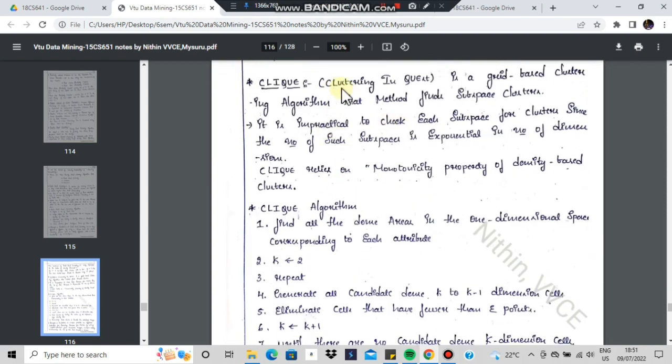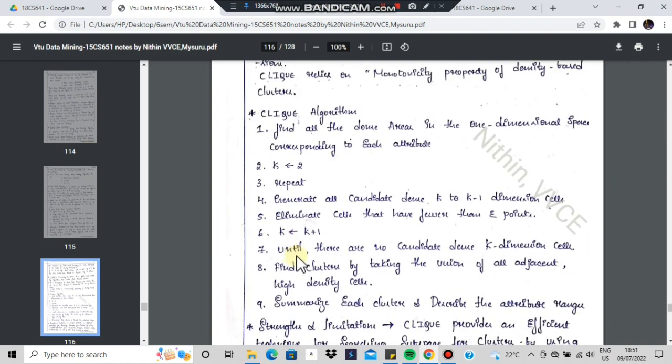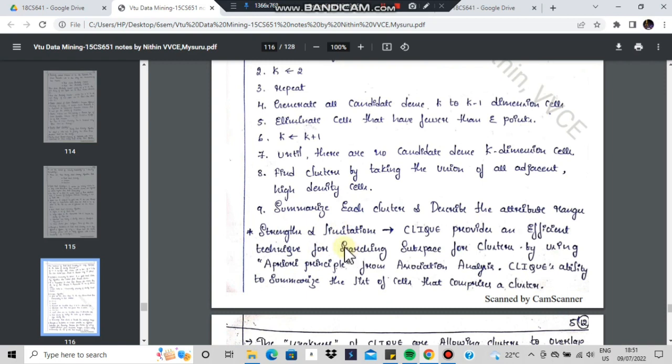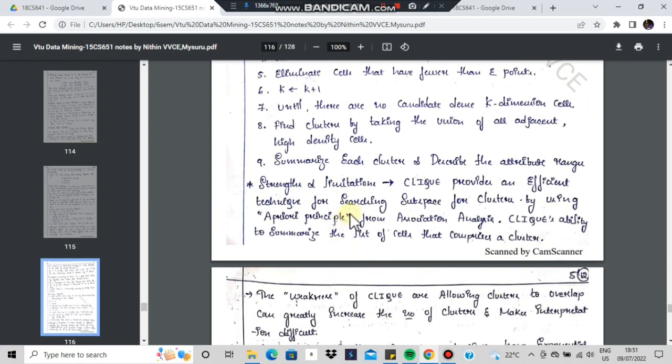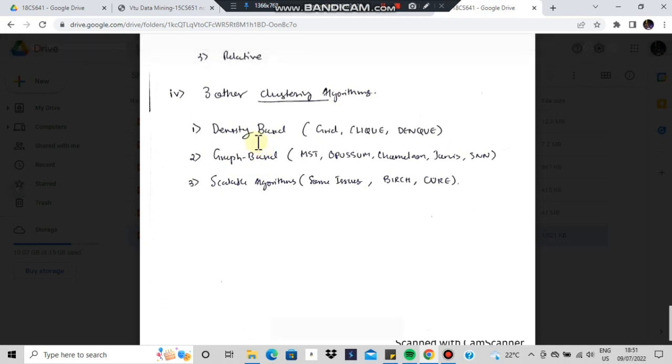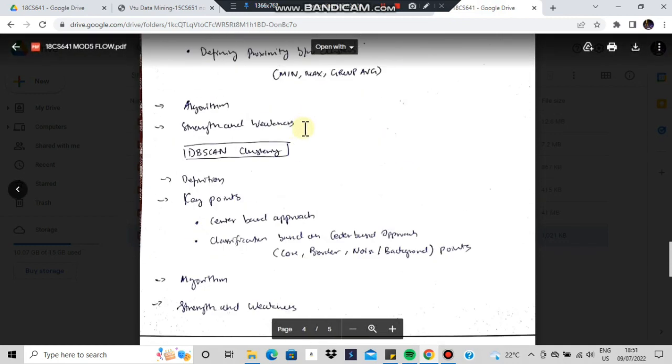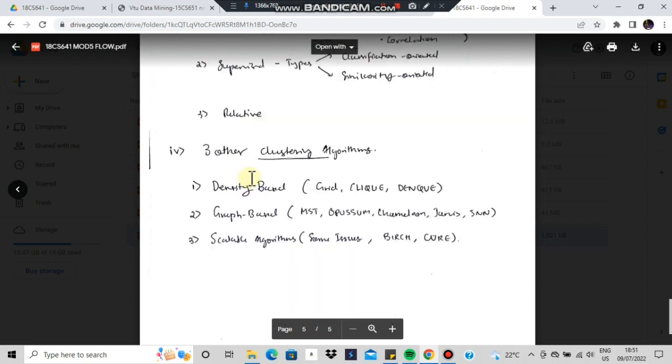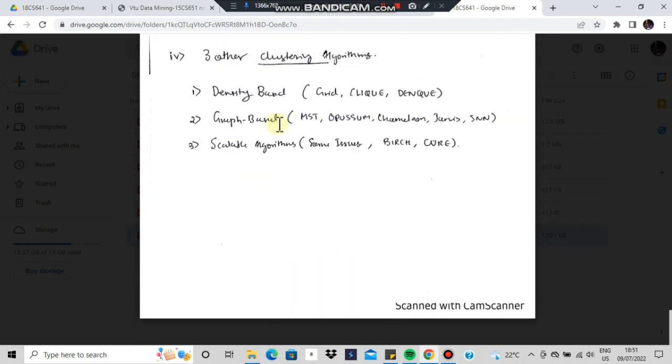CLIQUE is the clustering in quest. We'll be using a grid based algorithm which will find the subspace clusters, which will form the sub clusters from the main cluster. Okay, so here's also the algorithm and the strength and limitation. Why I'm not focusing much is because from these three topics many questions are not asked. Okay, so I'm trying to focus more on what is important. Okay, so you can easily read this, just have a slight information of what it is.